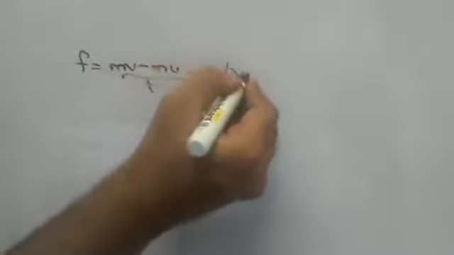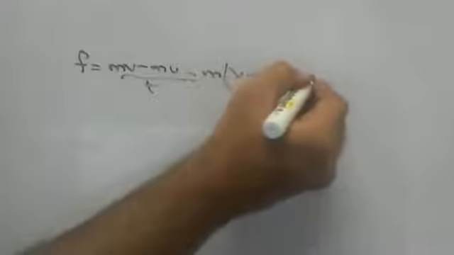Don't forget the derivation of F is equal to ma from Newton's second law. How you got it, I showed you today. F is equal to (mv minus mu) by t, where if you take m common, (v minus u) by t, that is equal to a.